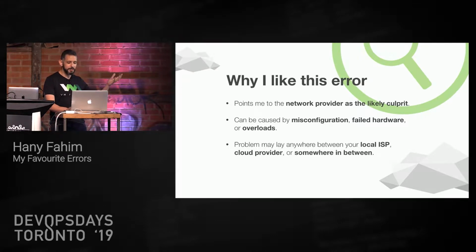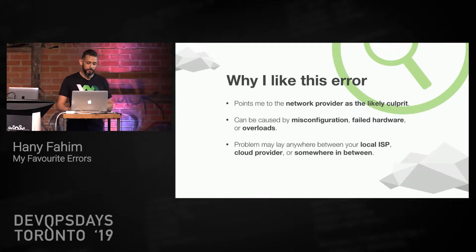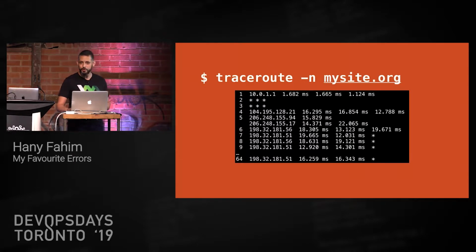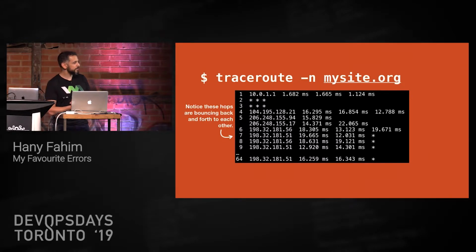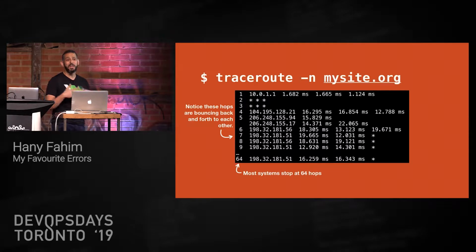Again, local ISP, cloud provider, or somewhere in between could be the problem. And traceroute will help you out here, and here's an example of a broken traceroute. You'll notice hops basically 6 to 64 are bouncing between this .56 and .51 IP. This is a network loop, probably due to misconfiguration. Most systems stop after 64 hops because honestly, you don't need any more than 64 hops to get anywhere on the internet, and most of the time it's less than half that.